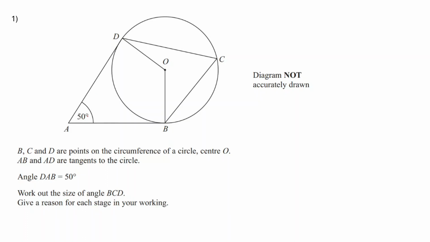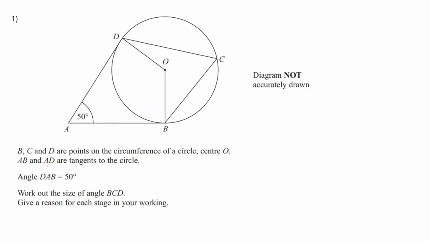So we've got B, C, and D are points on the circumference of a circle with center O. I always say with questions, often they give you loads of words, which a lot of people, including myself, can find quite hard to process. But it's already on your diagram. We can see that B, C, and D are clearly points on the circumference, with a center O. It's just telling us what's already on the diagram.